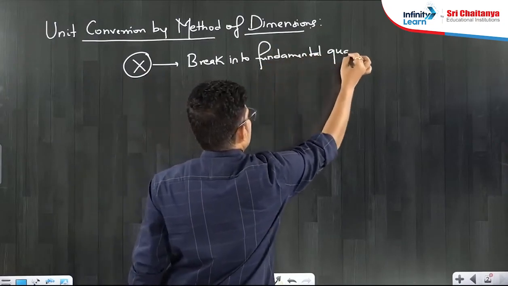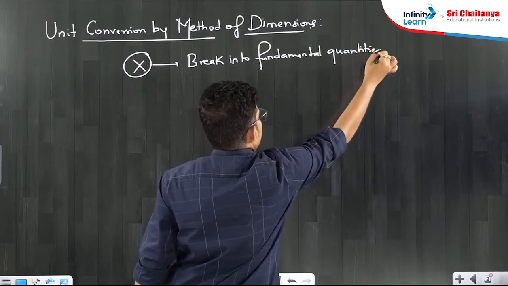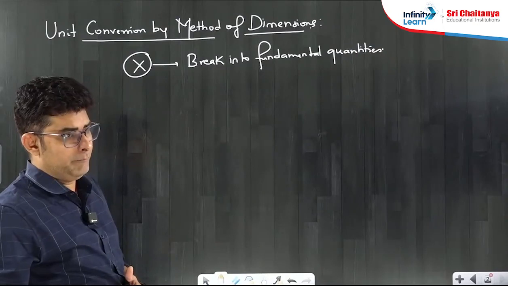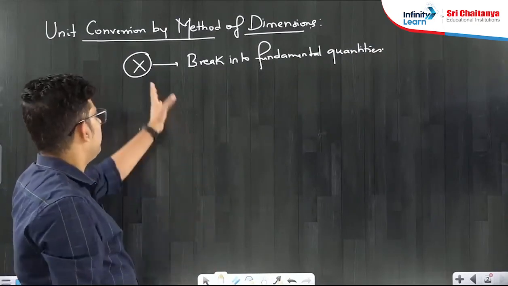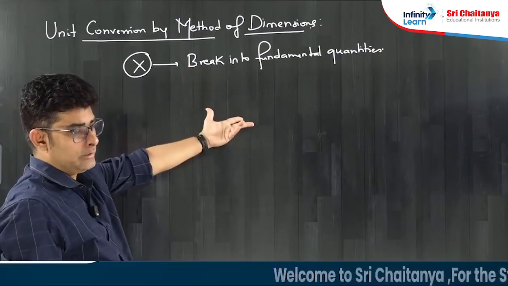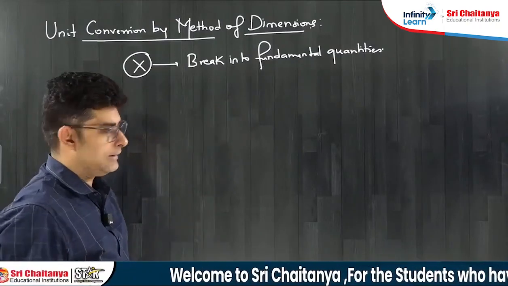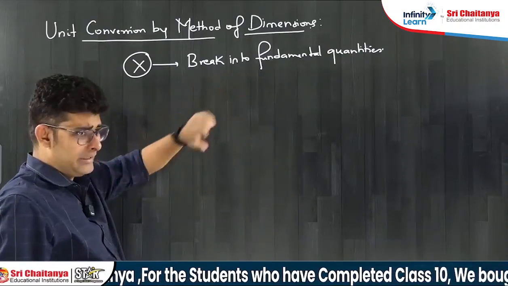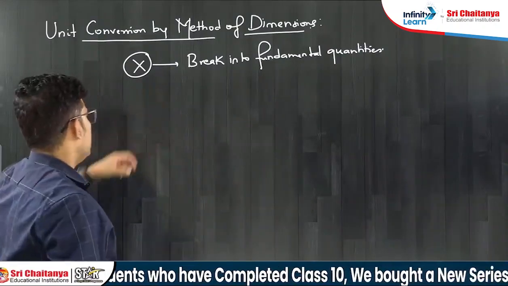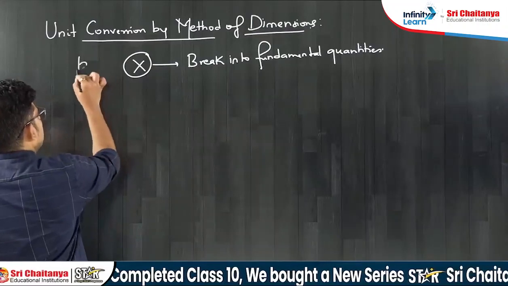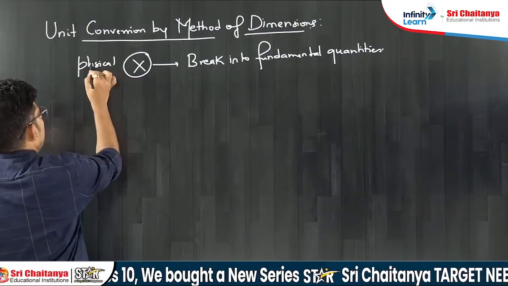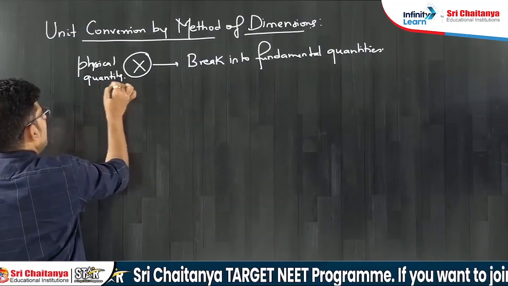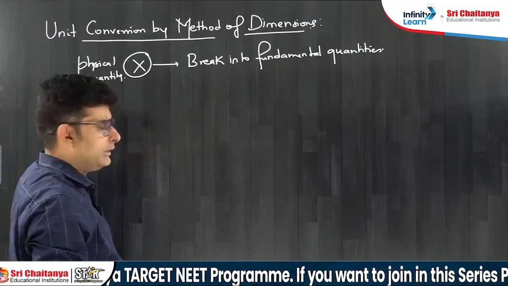Now you all know what fundamental quantities are. These are those quantities which do not depend on any other physical quantity in a particular way. If they are not dependent on other physical quantities, they have their own independent existence, like mass, length and time. So these are fundamental quantities. Now whenever we have a physical quantity or a measurable quantity, first you have to break it into fundamental quantities.